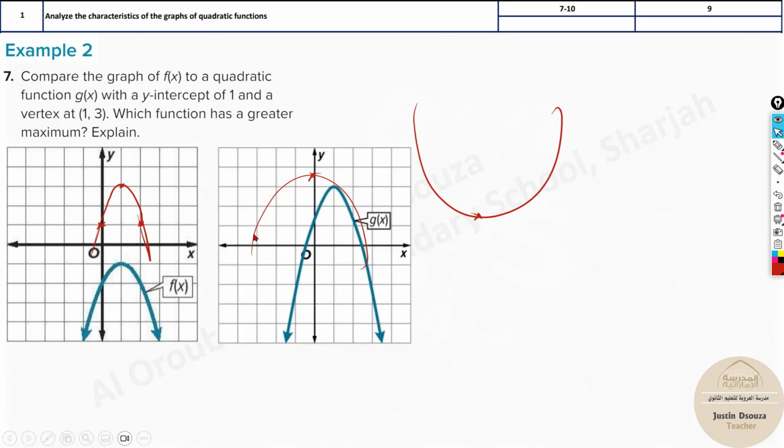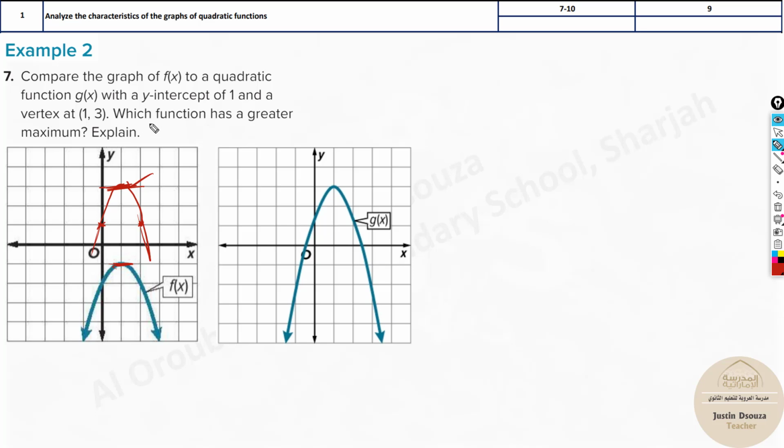You can see this is the graph. It's corresponding to it. It's close enough, and you don't need accurate answers for that, just to understand the difference between these two graphs. Which is having a greater maximum? Obviously this graph, right? Its maximum is over here, whereas this maximum is just over here.